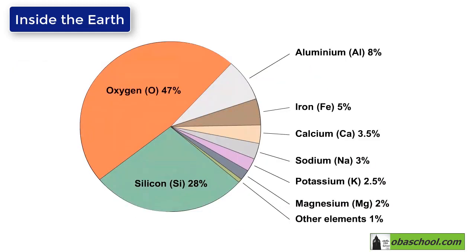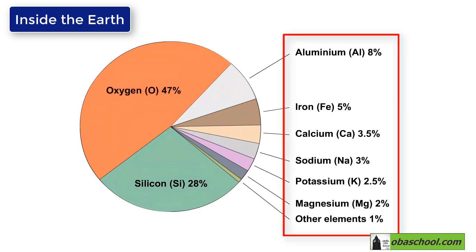The Earth's crust is made up mainly of rocks that are mixtures of different minerals. A mineral is a solid element or compound found naturally. This pie chart gives you the percentages of the elements found in the Earth's crust. You can see that the percentage of oxygen is 47%, and it's the highest one among all. But there's also silicon, aluminum, iron, calcium, sodium, and others.